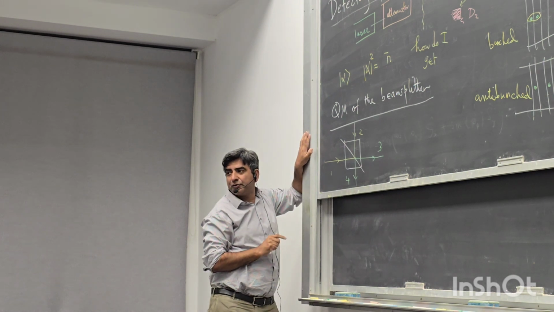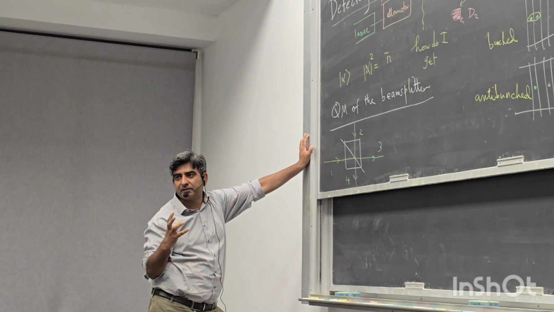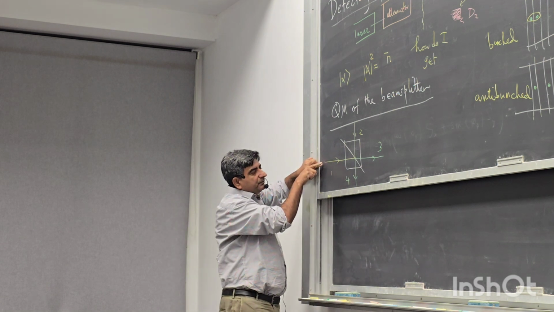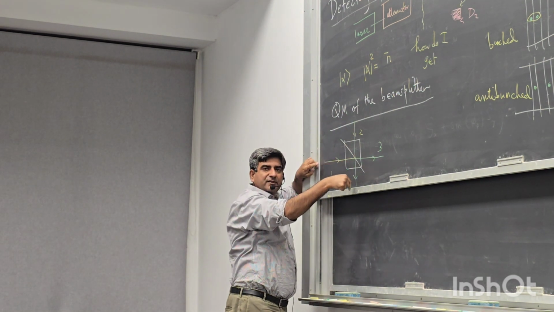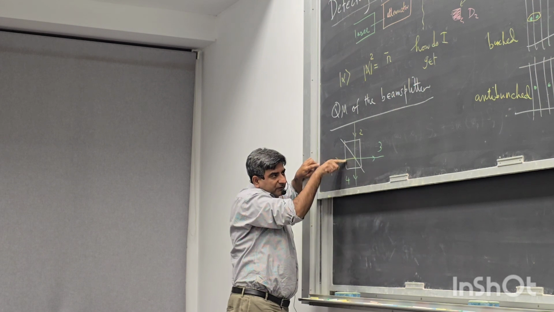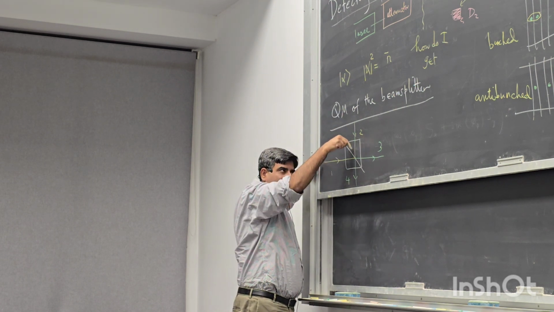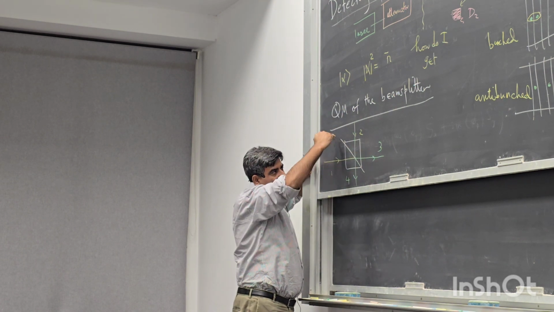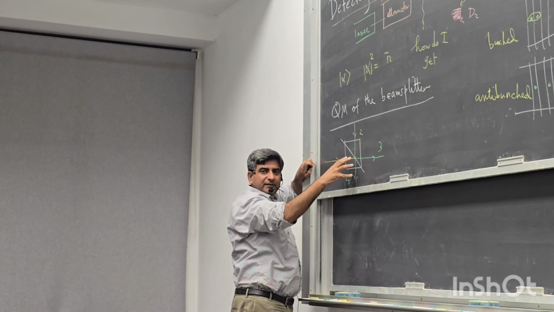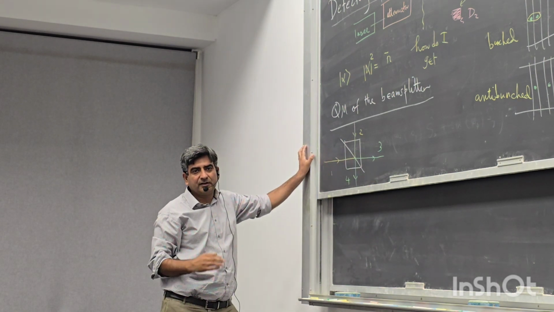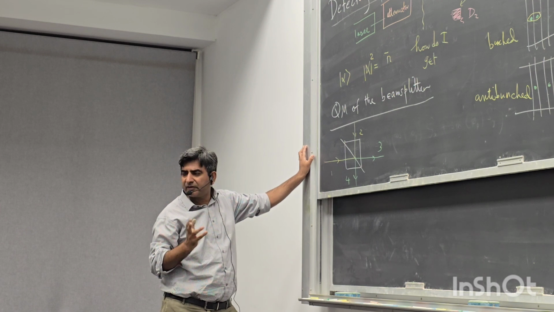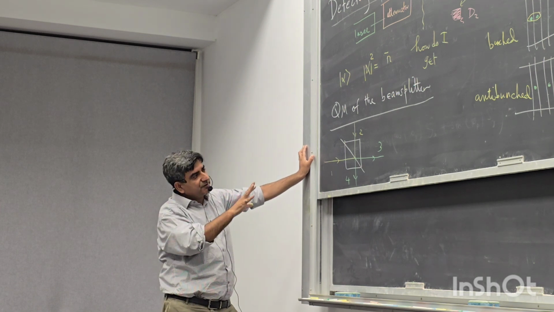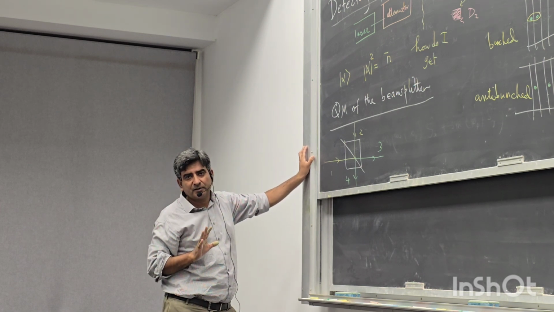Correct? And we assume that this beam splitter is symmetric in the sense that the probability of transmission on this line is the same as the probability of transmission on this line. The probability of reflection on this line is the same as the probability of reflection on this line. So this dielectric interface that constitutes the beam splitter is identical on both sides. That's our assumption. We can relax this assumption as well, but for the first introduction, this is a nice assumption.